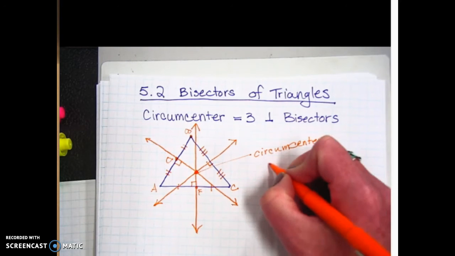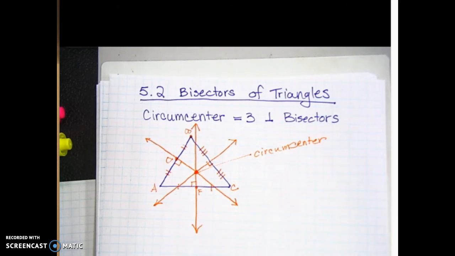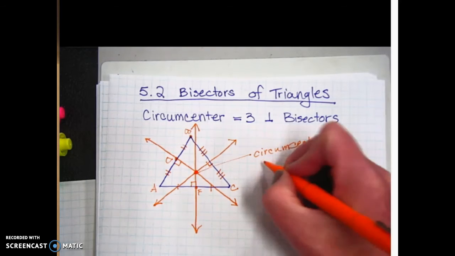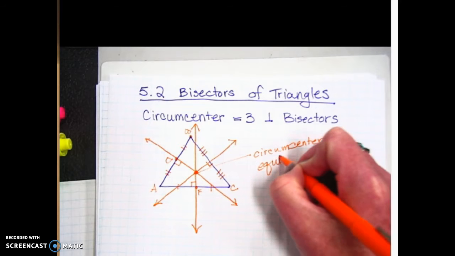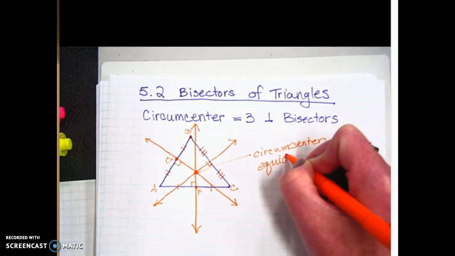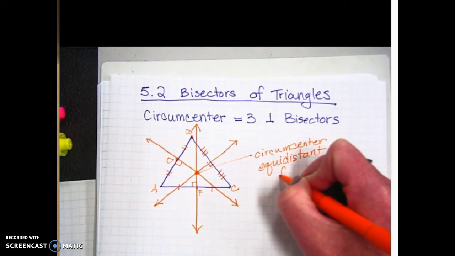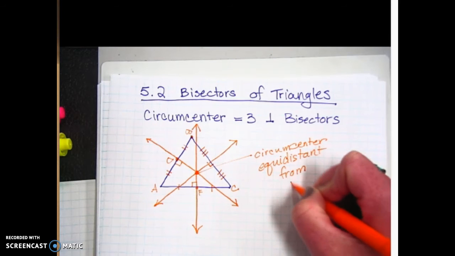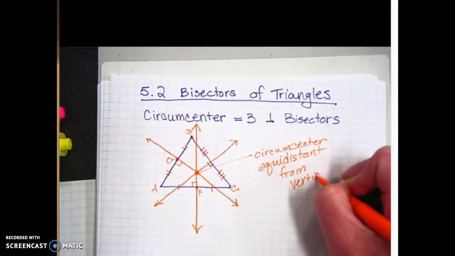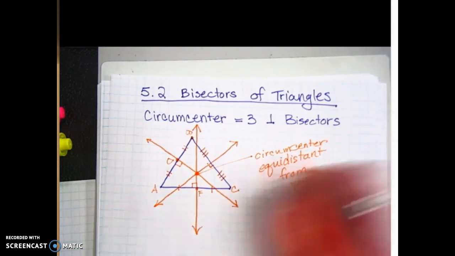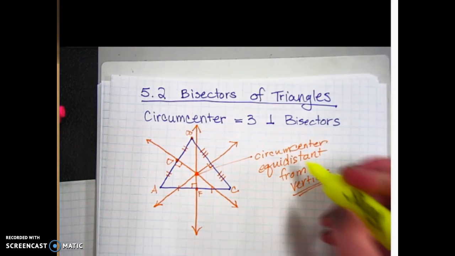And the circumcenter is the special word we learned yesterday. What's the special word we learned yesterday? Equidistant. Equidistant from all of the vertices. And underline the word vertices or highlight it. Okay?